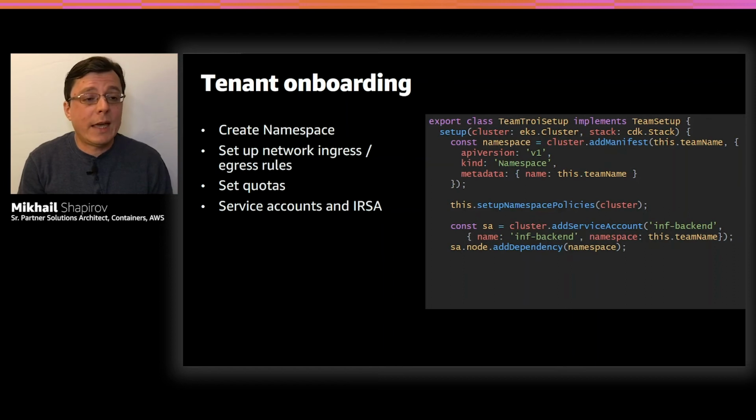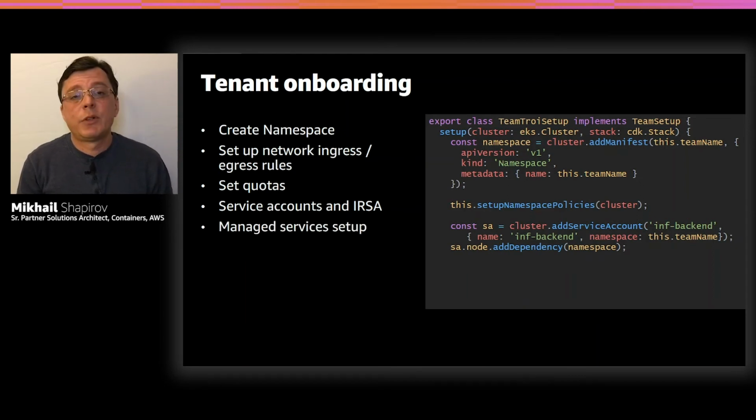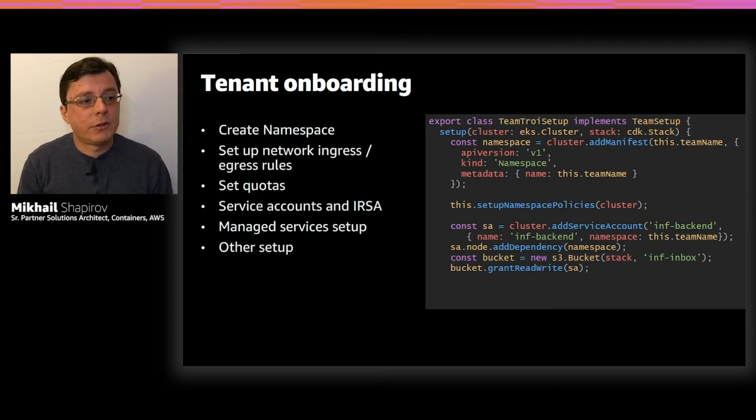Just recently, it wasn't as easy as I'm showing it here, but the level of tools is just amazing lately. So we simply create a service account, and we create a bucket, and we grant read-write permissions to that service account. Now that service account is in the namespace of the target team. And in this case, the team name is Team Troy. And now Team Troy can associate their workloads with that service account and make authorized calls to the underlying infrastructure. There may be other setup as well.